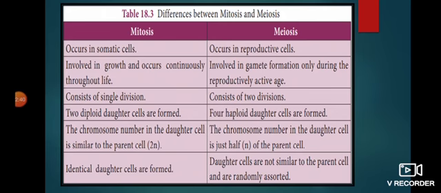Then identical daughter cells are formed by mitosis. Daughter cells are not similar to the parent cell and are randomly assorted by meiosis. These are the differences between mitosis and meiosis.